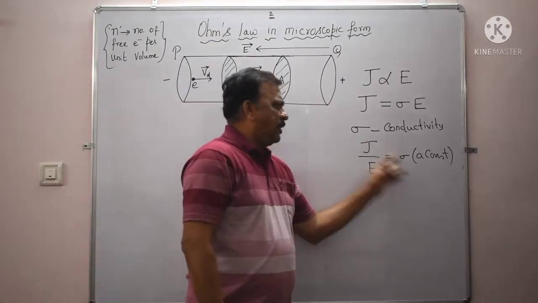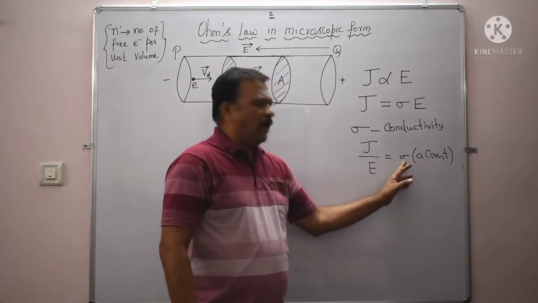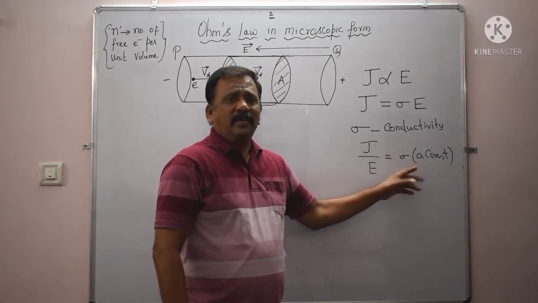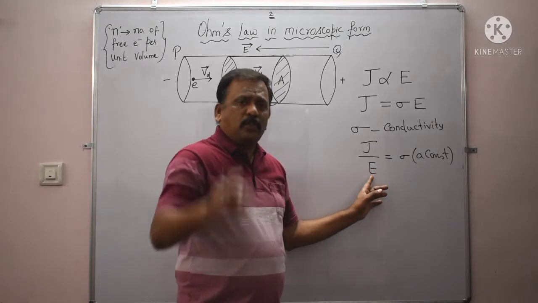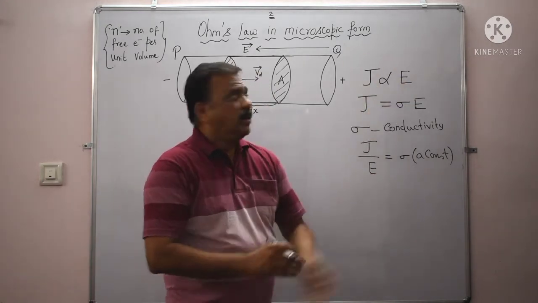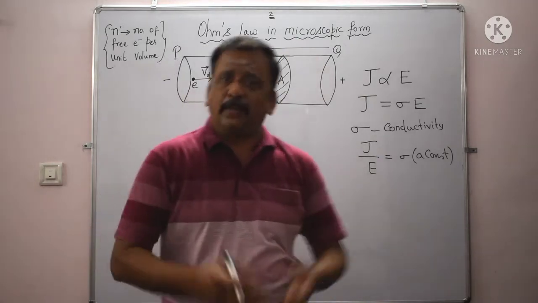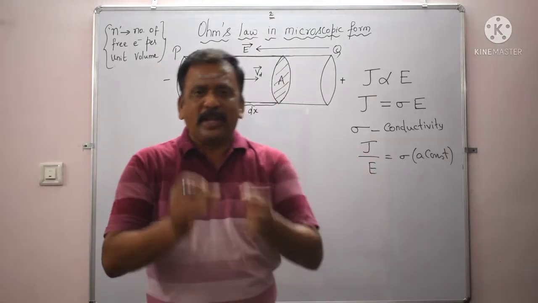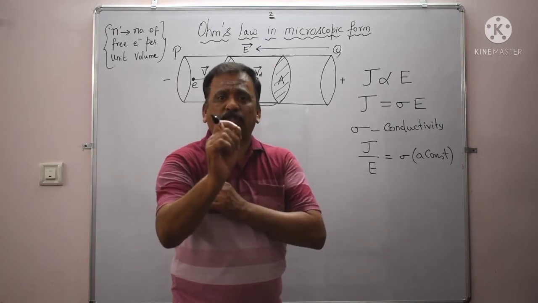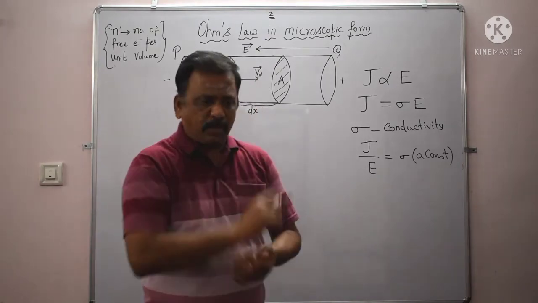If the temperature varies, sigma will vary. If sigma varies, then the ratio J to E won't be a constant. If the ratio of J to E is not a constant, then I can't say J is proportional to E. Then Ohm's law in microscopic form becomes invalid. That's why in the statement we use the term at a constant temperature. It's a very, very important term, which you should never forget.